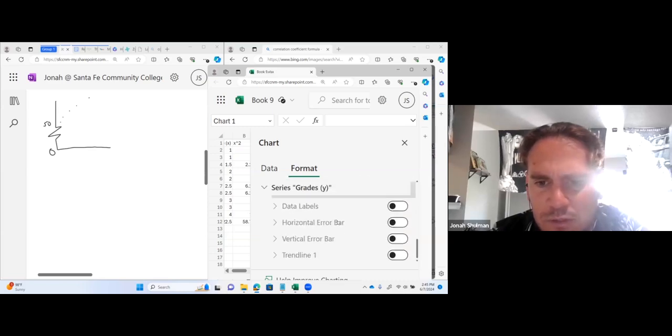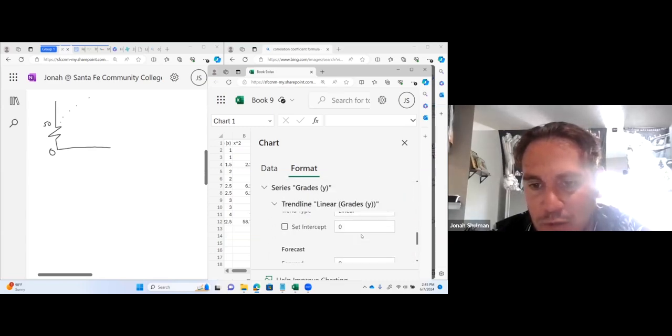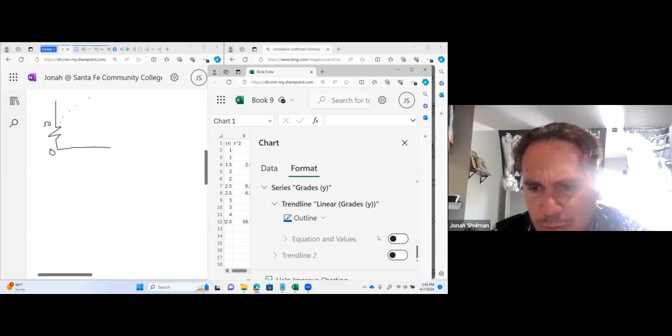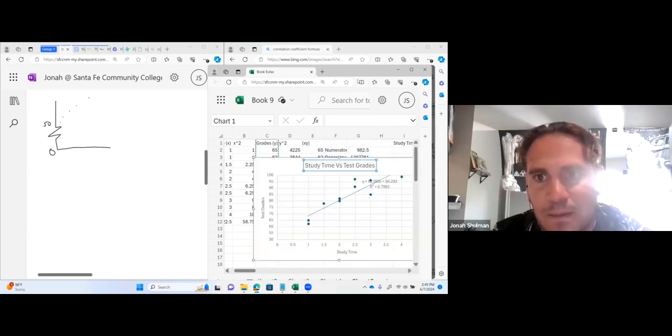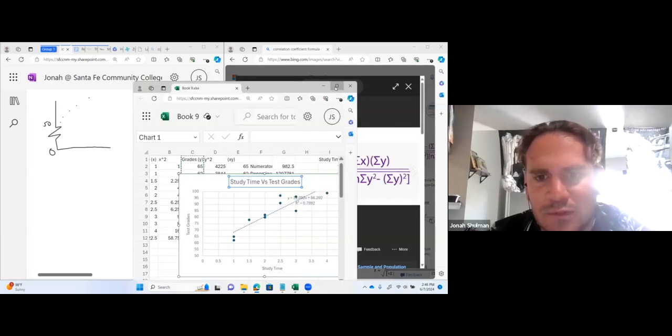Okay, so what is one more thing I'm going to add? I'm going to add what's called a trend line. What's the trend line going to give me? It's going to give me this exact thing that I want. And also, if I put on the equations and values and the R squared, it's going to give me the values. So this should tell me everything we need to know. Boom.